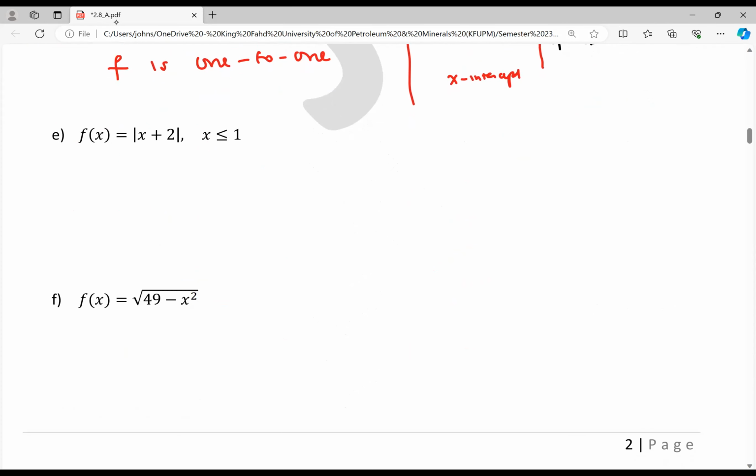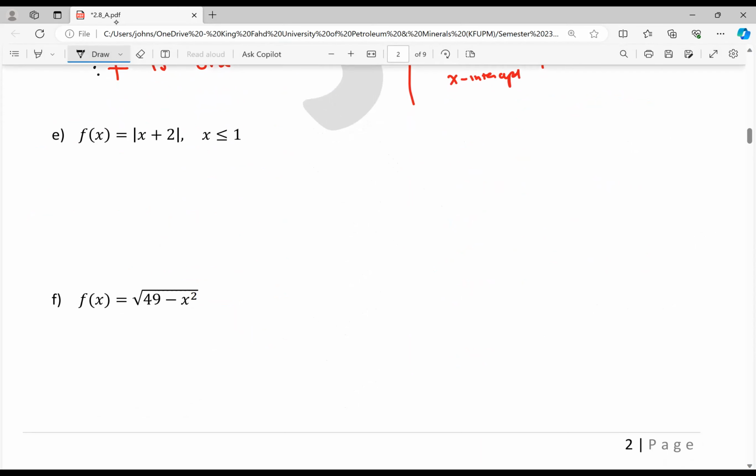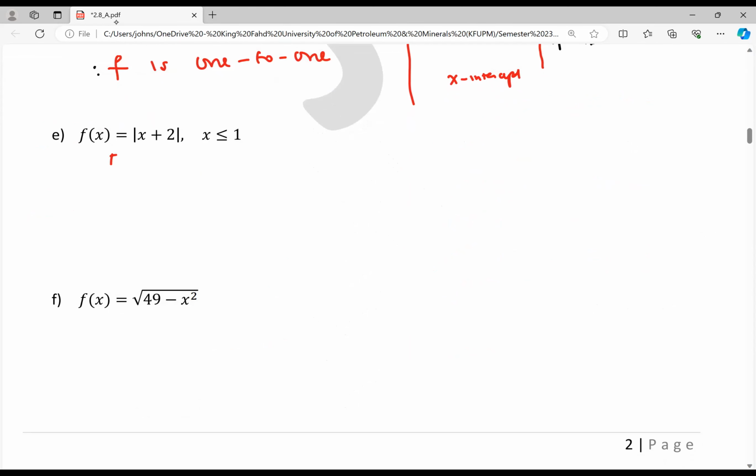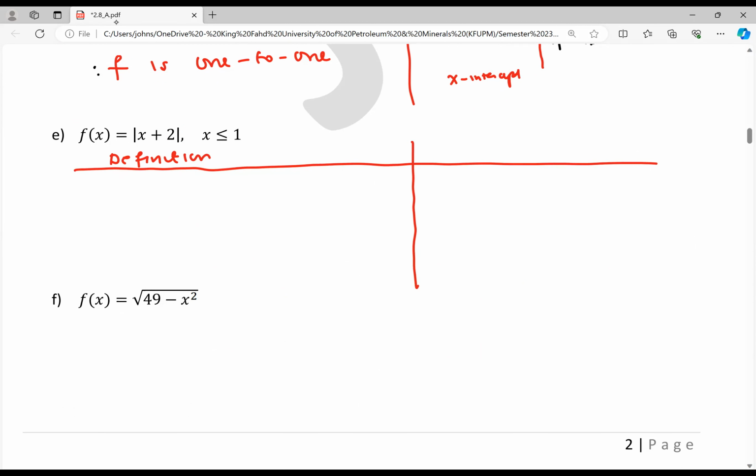Right. For E, we have an absolute value function. For this absolute value function, we can also use the definition, even though there is a restriction, it's still fine. So here, what is the definition? You let f of x1 be equal to f of x2. But here, since there is a restriction, your x1 also has to be less than or equal to 1, and your x2 also has to be less than or equal to 1.